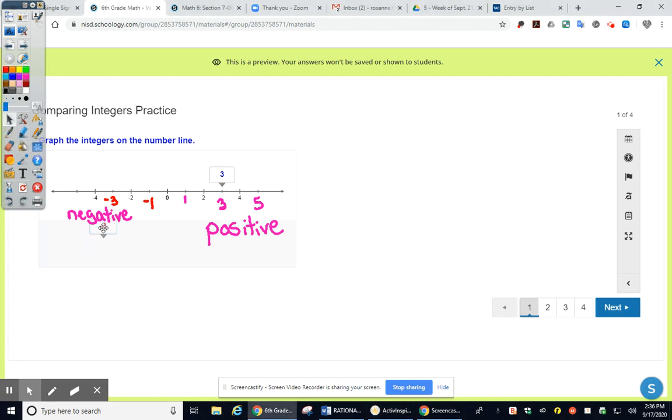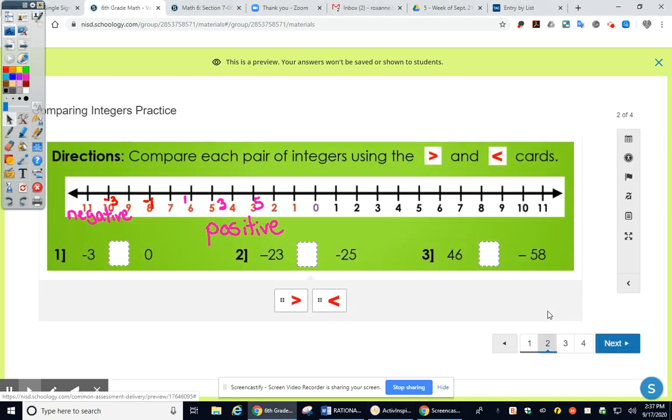So here, negative 3 would be 3 jumps to the left of 0. 1, 2, 3. All right. Let's look at another question here. Look at question 2. So we're going to be comparing integers practice, okay? And we're going to use the number line given to us. The directions say compare each pair of integers using the greater than sign and the less than cards. So the greater than or less than cards.